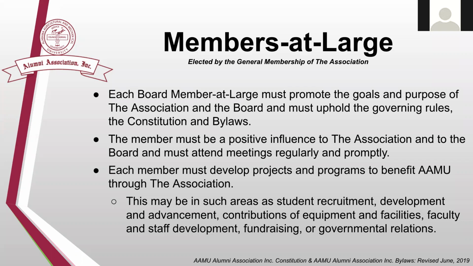Each member must develop projects and programs to benefit Alabama A&M through the association. And this could include many areas, including student retention, recruiting, development and advancement support, making contributions of equipment and facilities through your corporations and other institutions that you may be affiliated with, supporting the faculty and staff and their goals and objectives, supporting fundraising and other government relations.